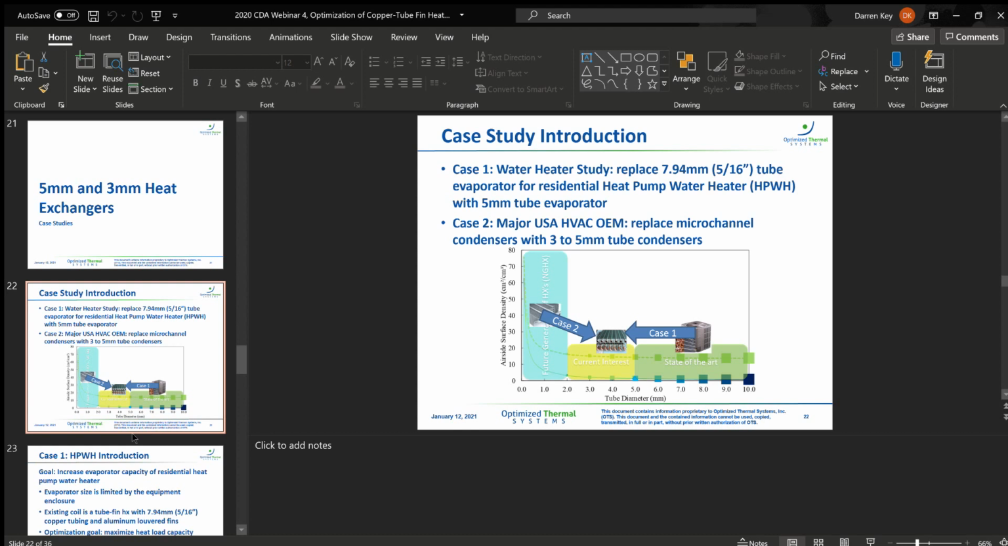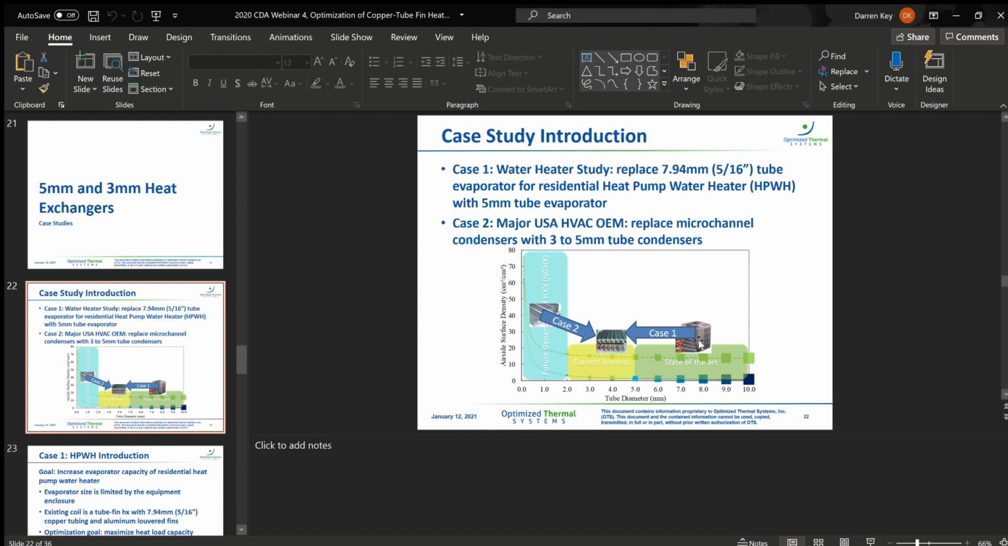So we're going to take a look at 2 case studies. The first one was a water heater study in which OTS was asked to come up with a heat exchanger design to replace a 5/16 inch or approximately 8 millimeter tube evaporator for a residential heat pump water heater. And they wanted to replace that with something in the 5 millimeter tube range. So that's case 1 down here.